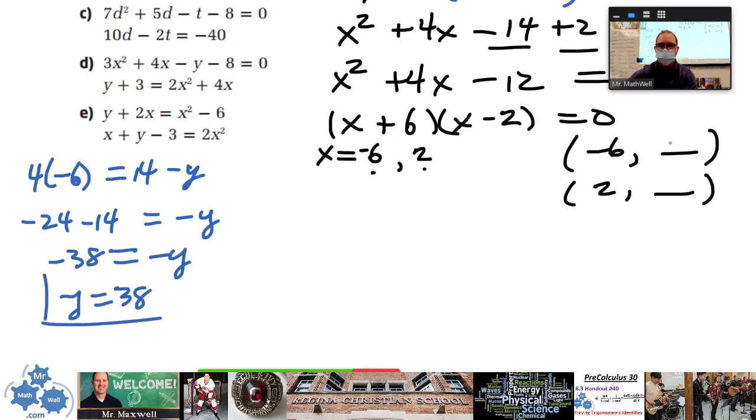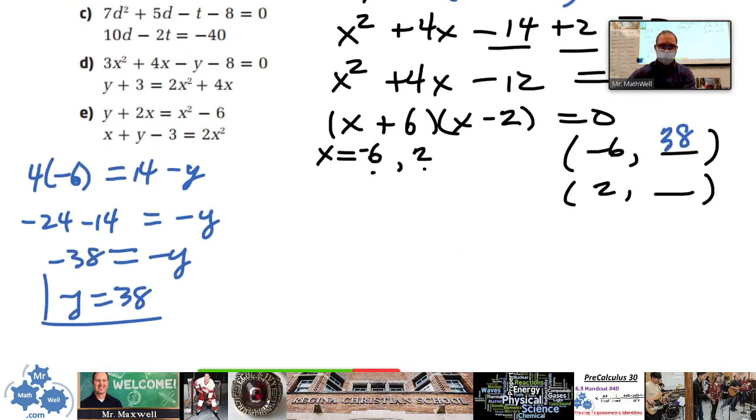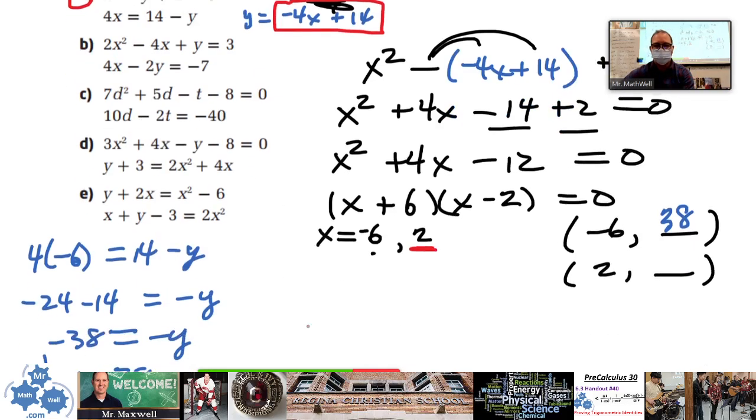Okay, does that look okay to you guys? Positive 38. Hopefully I did that correctly, all my mental math there. Okay, we'll double check this after, but now we'll do the same thing to 2. Let's put it in the other equation, just so we're not prejudiced against this first equation, I guess.